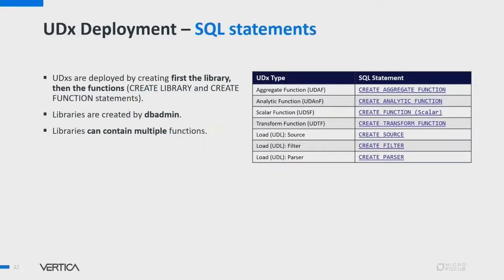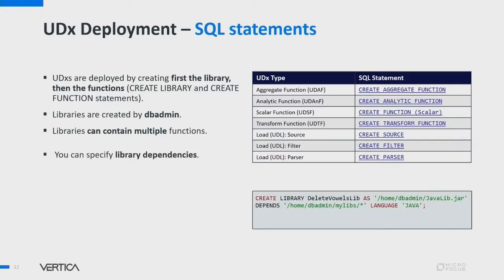When you are deploying the UDX, first you have to create the library, and then run the statements corresponding to the particular functions that the library contains. A library can contain more than one function, and each function type has a corresponding create statement: create function, create aggregate, create analytic, create transform, create source, and so on, as you can see. When you are defining the library, you can also specify dependencies. I mentioned, for example, that in case of Java, you can specify dependencies to other jars that your UDX written in Java will use. This is the place where you specify those dependencies.